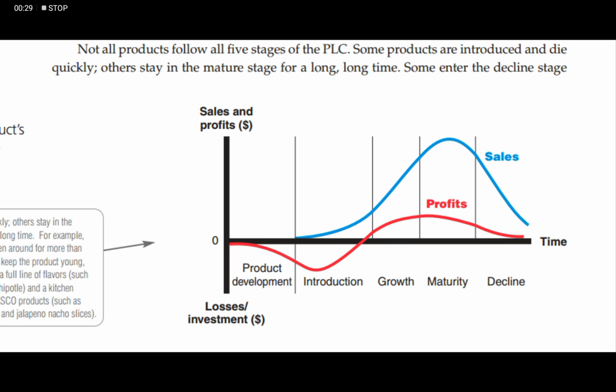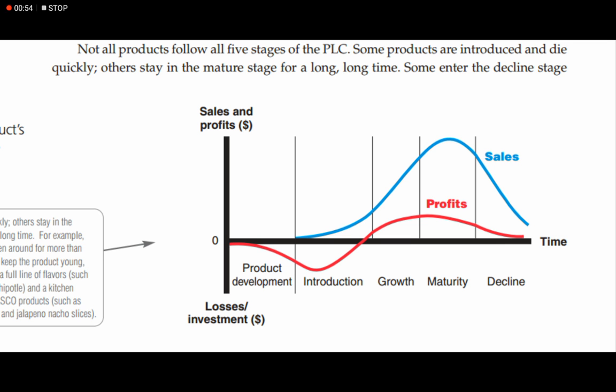Traditionally, a product life cycle is simply the sales and profit patterns of a product over its useful life. Now, research has shown that a typical product goes through five stages. Number one is product development stage, number two is introduction stage, number three is growth stage, number four is maturity, and lastly, decline stage.